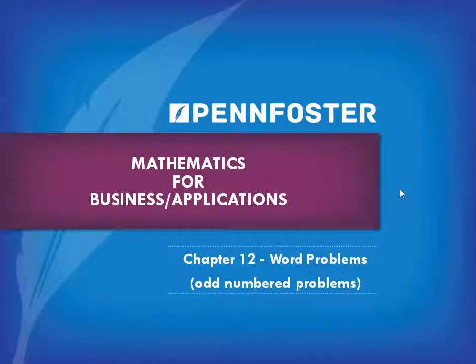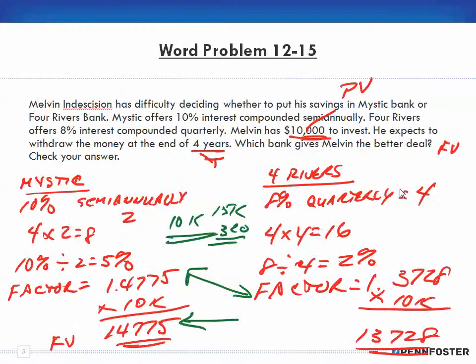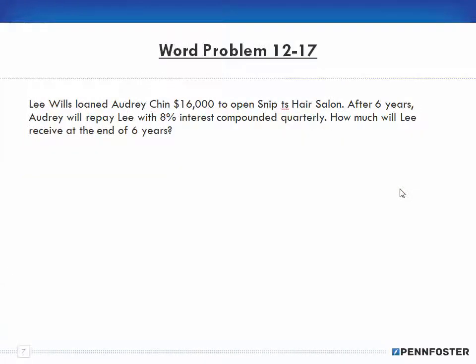We finished on 12-15, so let's move to 12-17. I'm going to move through these at a much quicker pace, because we do have quite a few, and like I said, it's pretty repetitive. So let's continue on here.